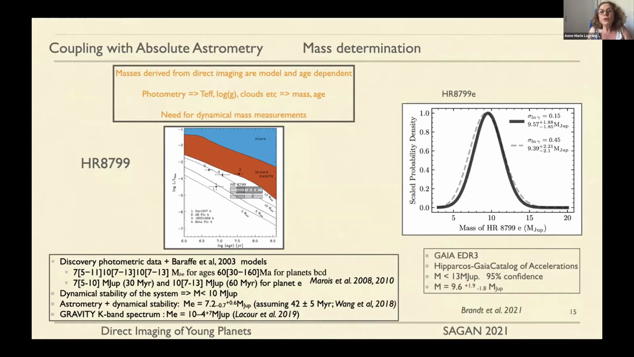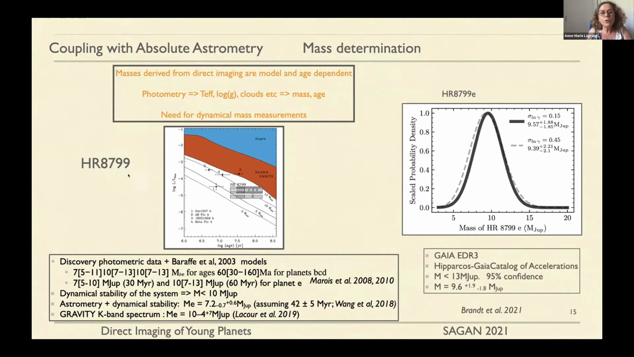Another important question is the mass determination. The masses derived from direct imaging are model dependent and age dependent, because the flux depends on the age. So you need to get dynamical mass measurements. One possibility is to use absolute astrometry given by Gaia, combined with Hipparcos, and it really helps a lot.